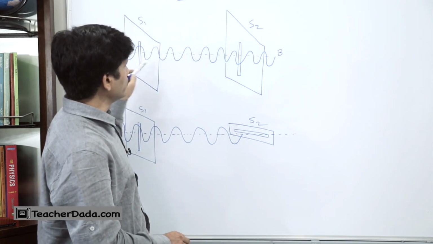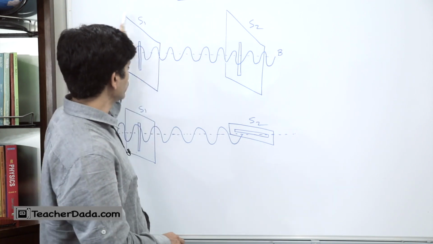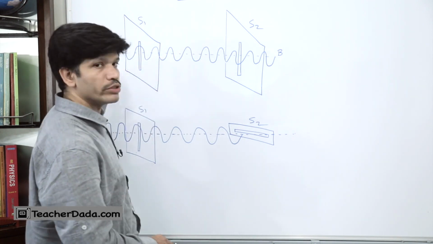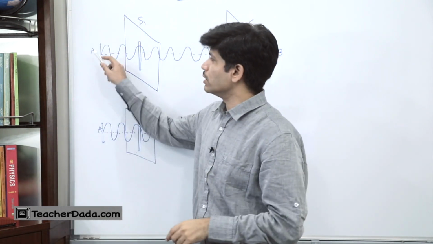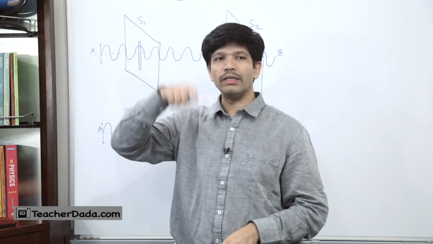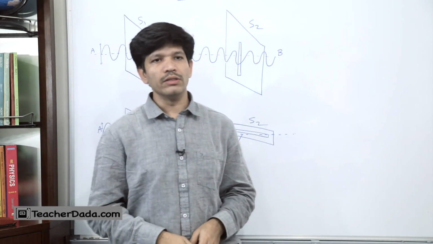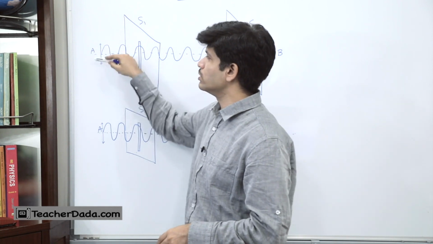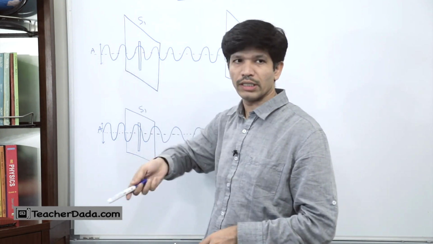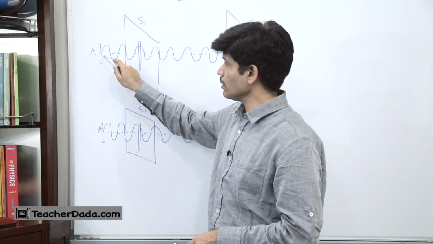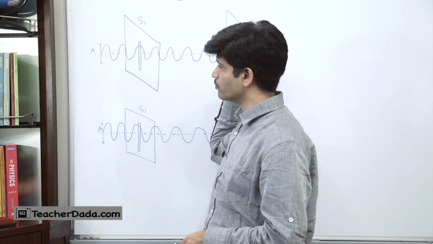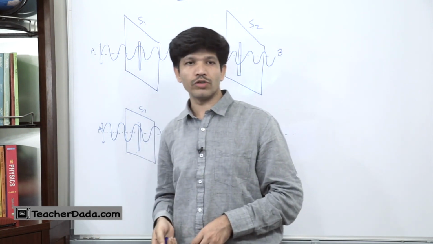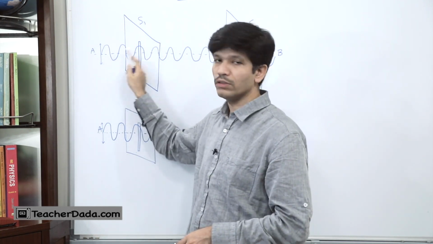Now these are the two slits, that is S1 and S2, and these are the two cardboards. So we have to pass a string over here. There is a person who is standing near A and is moving the string up and down. This gives rise to transverse waves because the vibrations are like this, up and down, and these are perpendicular to the direction of the propagation of the wave.